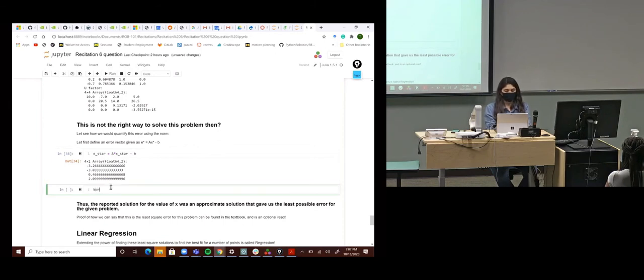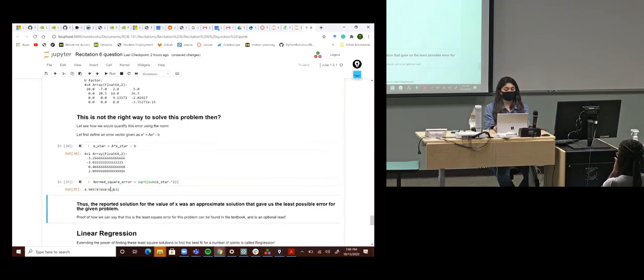And from our definition of norms, we know that we can find the norm square error by taking the square root of the sum of the squares of all the elements of E star, right? So this should give me the normed square error. Let's see what the norm square error is. The norm square error is 5.